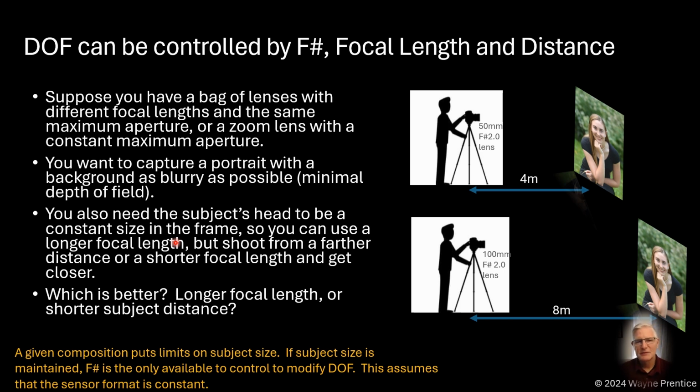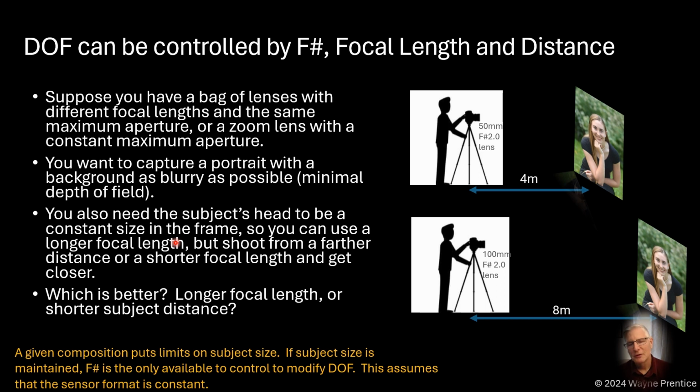So last time I said the depth of field can be controlled mostly by F number, because if you controlled for the subject size in an image, for example, if you had a 50 millimeter lens and you were 4 meters away, you'd have a certain subject size. If you took the same image at 8 meters away with a 100 millimeter lens, you'd have the same subject size. You'd also have the same depth of field.